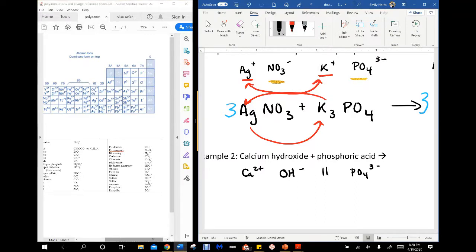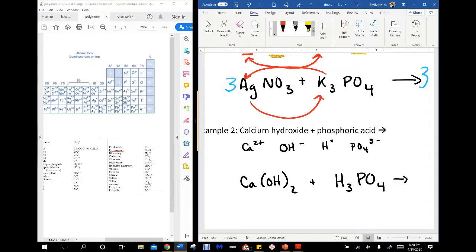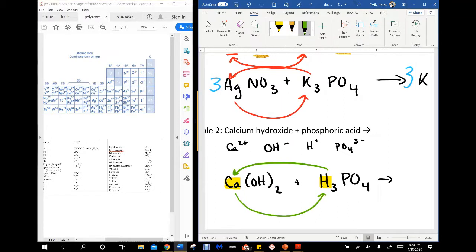And since it's an acid, it should have hydrogen at the front. So if we balance those out, it should take 2 hydroxides to match with the calcium and 3 hydrogens to match with the phosphate. Now, let's go ahead and swap our ions. So calcium will be swapping with hydrogen, and coming over here. All right.